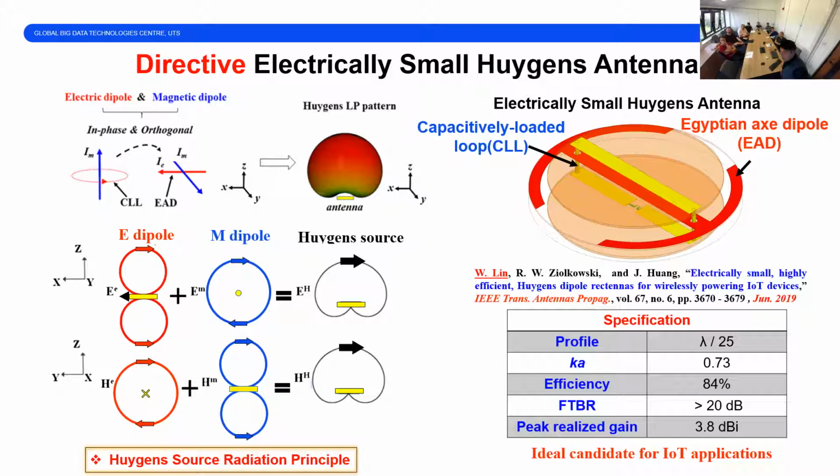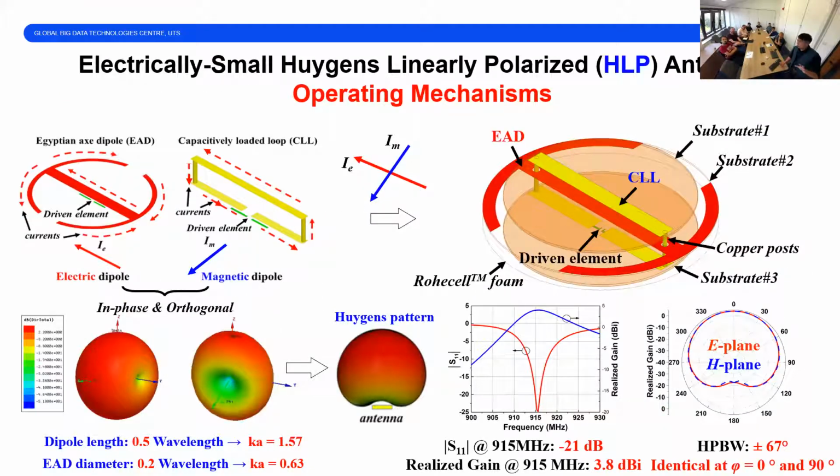This is the first, in the literature, that can realize a very low profile, lambda over 25, and it's very small. The ka is only 0.73. Ka is the value we use to define whether an antenna is electrically small. If ka is less than 1, the antenna can be defined as an electrically small antenna. A small value means the antenna's physical size is small, the efficiency is high, the front-to-back ratio is high, and the realized gain is high. So this is actually the ideal candidate for WPT applications.